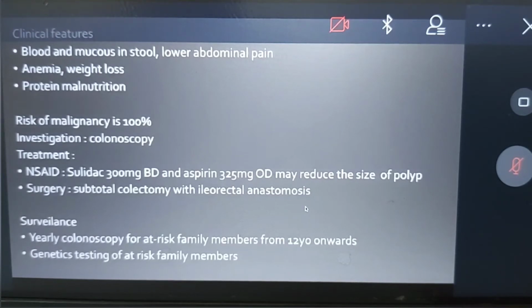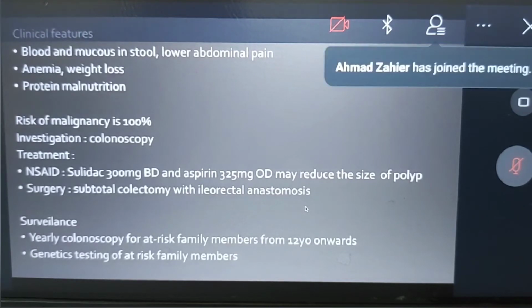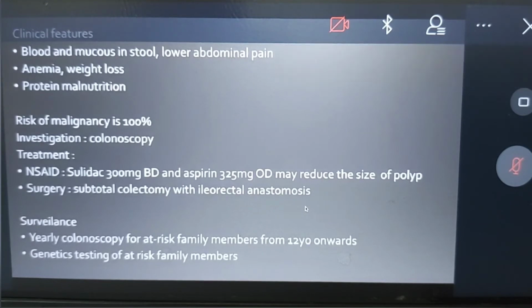For surveillance, we do yearly colonoscopy for at-risk family members from 12 years old onward, and also genetic testing of at-risk family members.